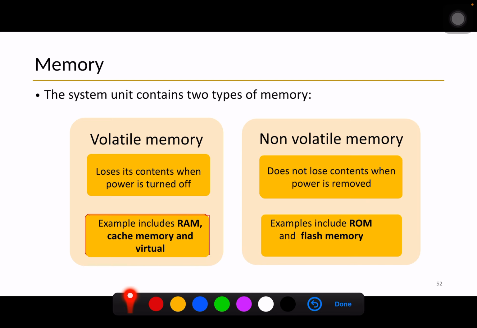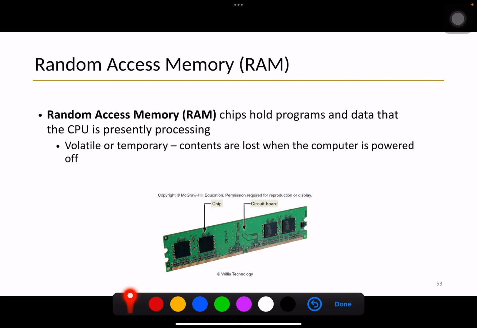Okay, so non-volatile do not lose. Maknanya isi-isi itu kekal lah. So what type of memory? ROM and flash memory. Okay, ROM and flash memory. Okay, tengok pasal RAM pula. Okay, look one by one lah.